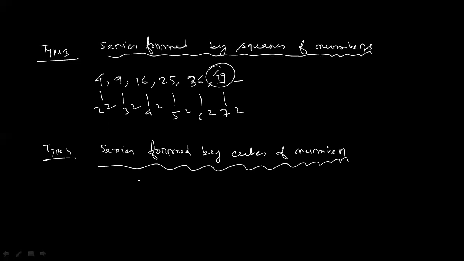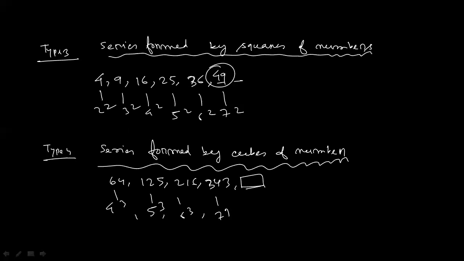Now see this one, series formed by cubes of numbers. Suppose 64, suppose 125, 216, 343. These are given, and you have to find the next one. What will be the next one? Now, if you see, 64 is 4 cube, 125 is 5 cube, 216 is 6 cube, 343 is 7 cube. So what will be the next one? Next one will be 8 cube, and 8 cube is 512.